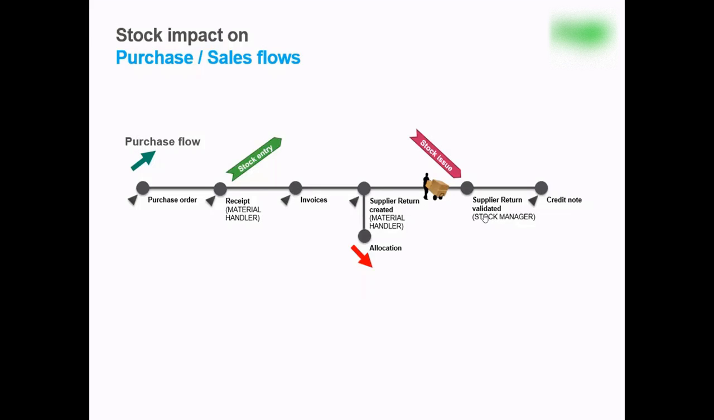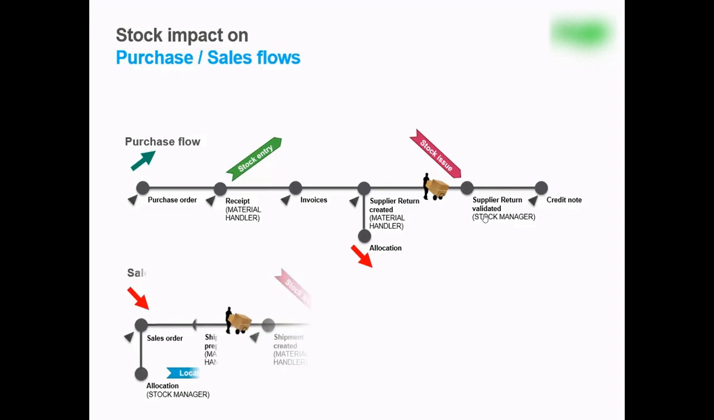In addition, purchase orders increase the projected stock at the date of the expected receipt. On the contrary, the supplier return creation generates an allocation, thus decreasing the projected stock.